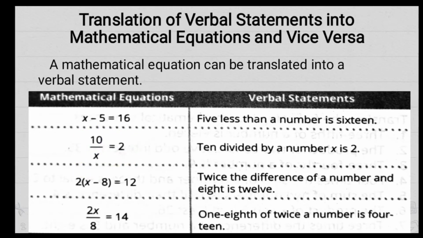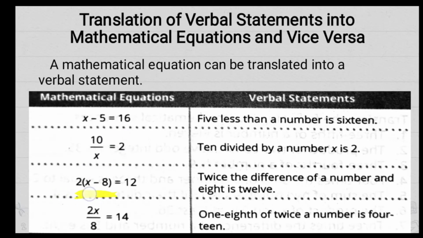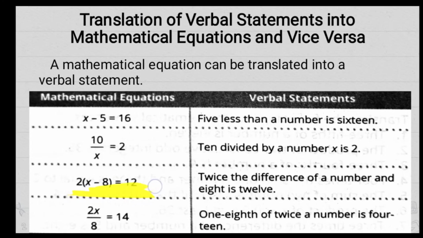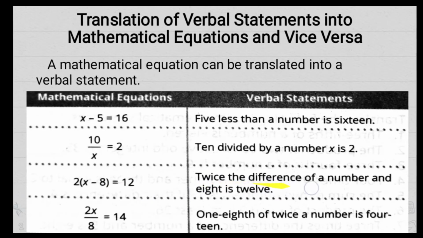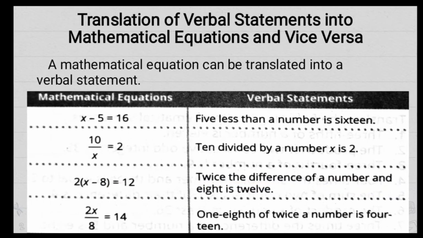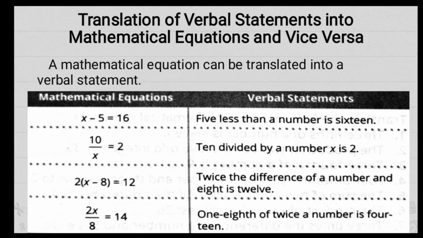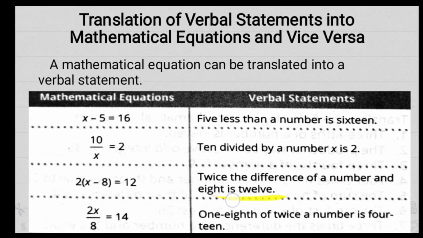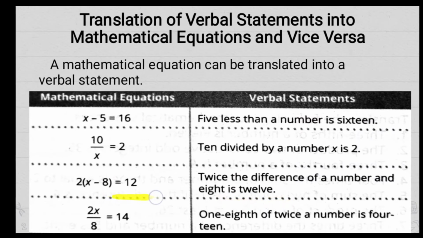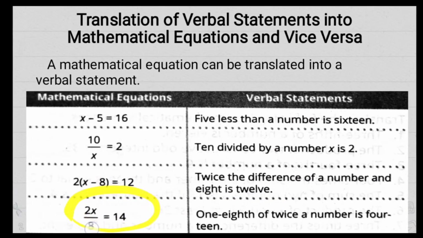Another, 2 times x minus 8 is equal to 12. When we translate it to a verbal statement, we can say that it is twice the difference of a number and 8. Twice the difference of a number and 8 means 2 times x minus 8, which equals 12. Another, 2x divided by 8 is equal to 14.